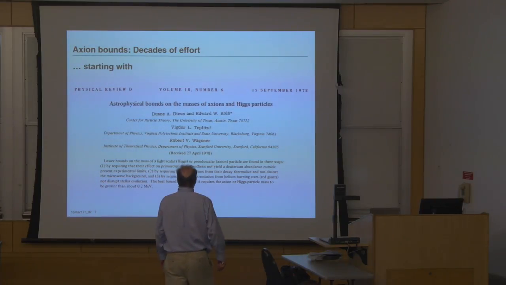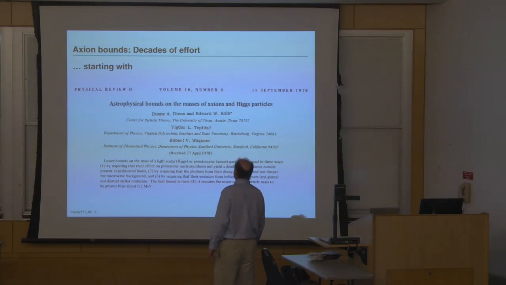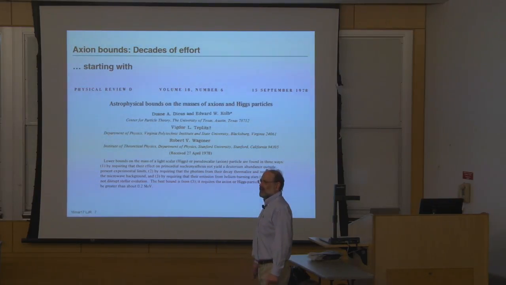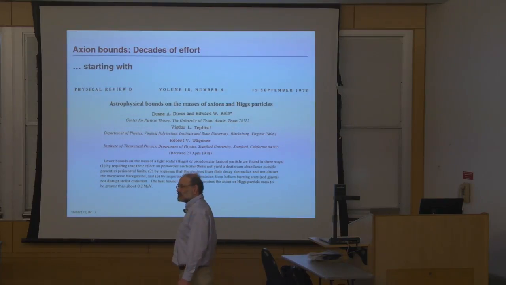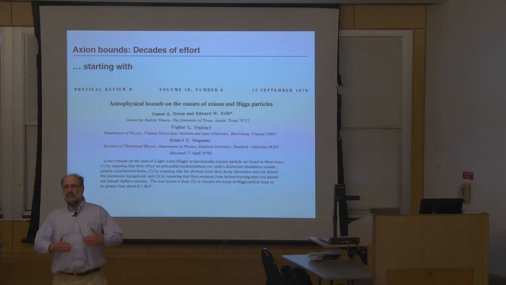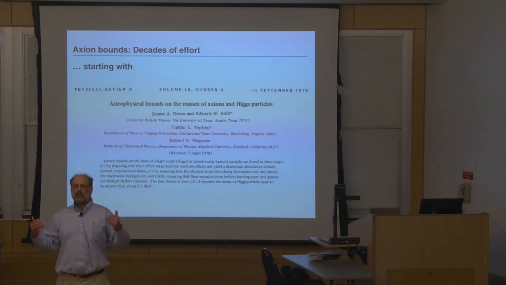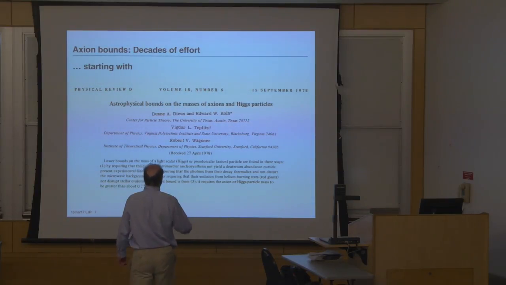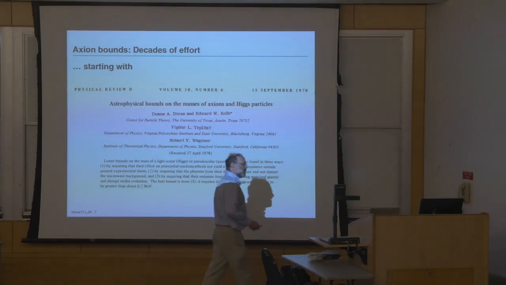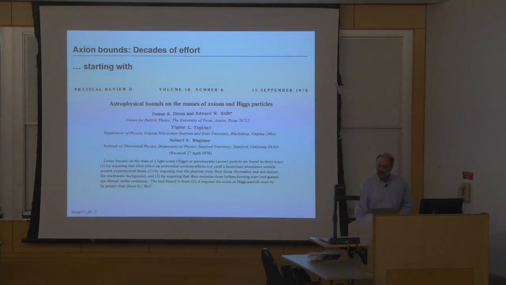So people wanted to look for this axion, and this is the first astrophysical bound I found on the axion. You can see it's from 1978, so it gives you an idea of when this was happening. It's got some Kolb and Wagoner on it. It's completely wrong, but it was the first paper that came out, and since then there's been a huge industry of people looking at astrophysical bounds and putting limits on axions. This one also put a limit on the Higgs, by the way, which was completely wrong. But it was the first.